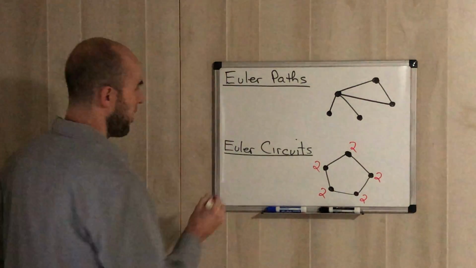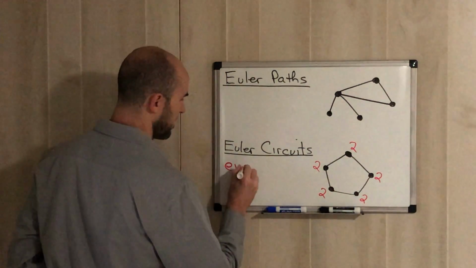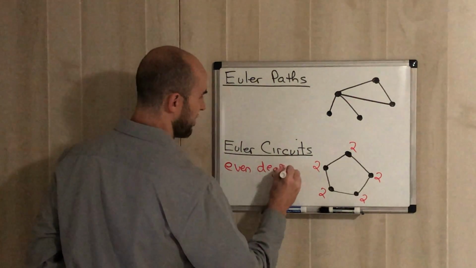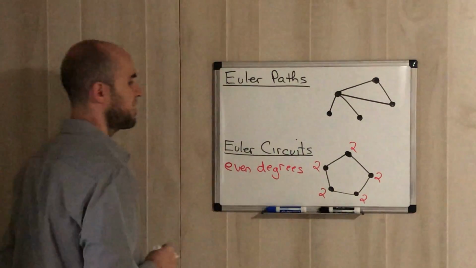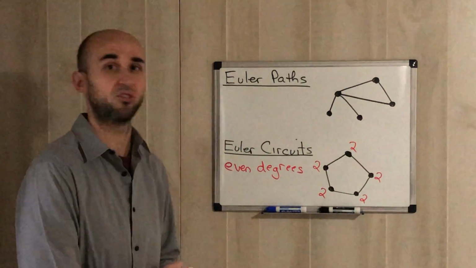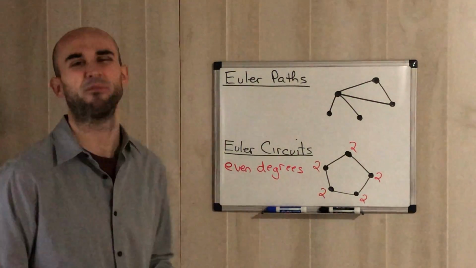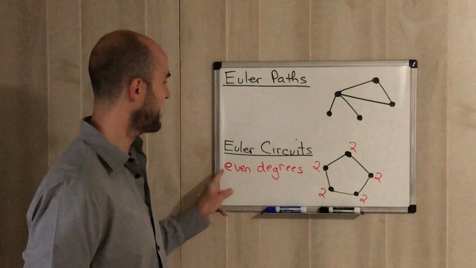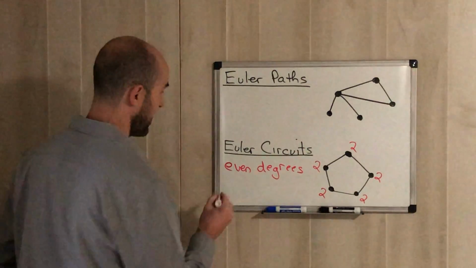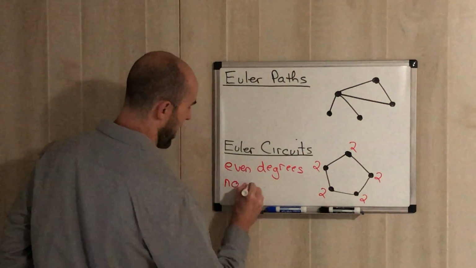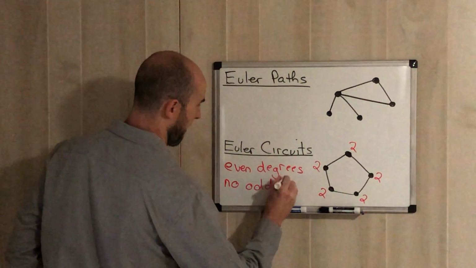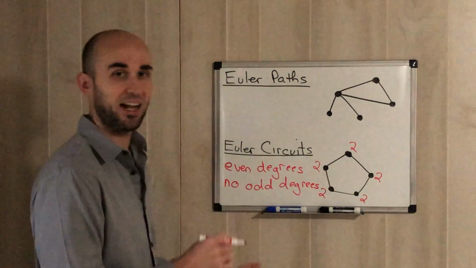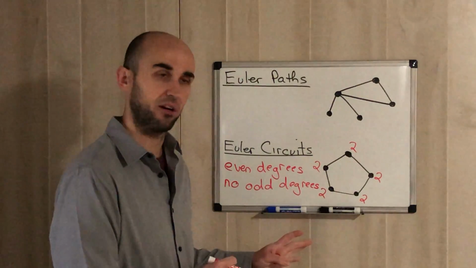So we said when it's all even degrees, that's an Euler circuit. An Euler circuit has all even degrees. It has no odd degrees. And again, even numbers are 2, 4, 6, 8, and so on. An Euler circuit has even degrees, no odd degrees. Now, if it had any odd degrees, it wasn't an Euler circuit.